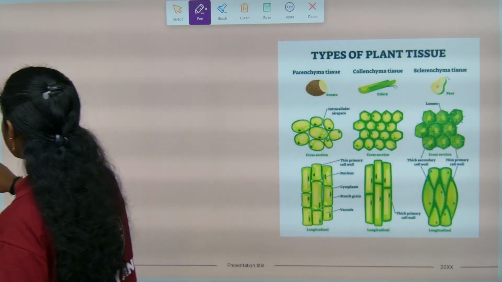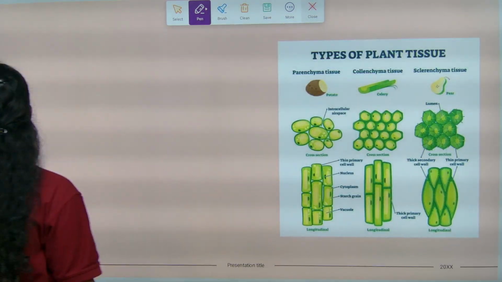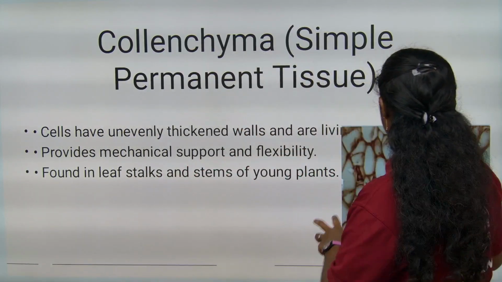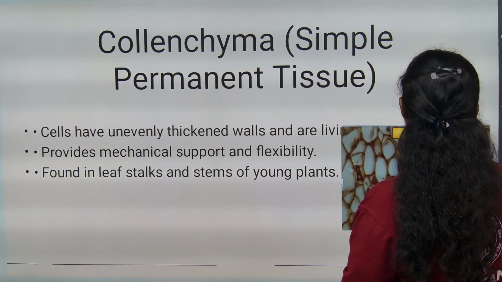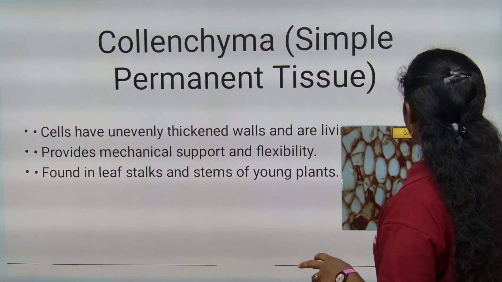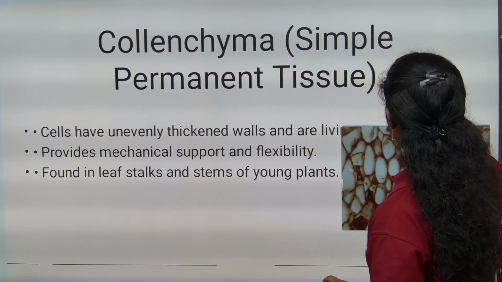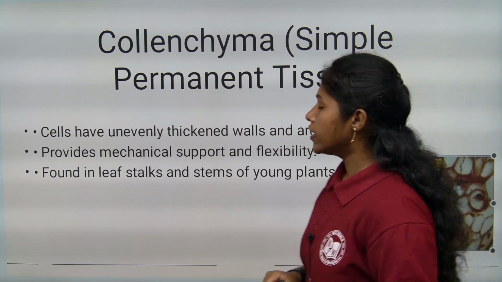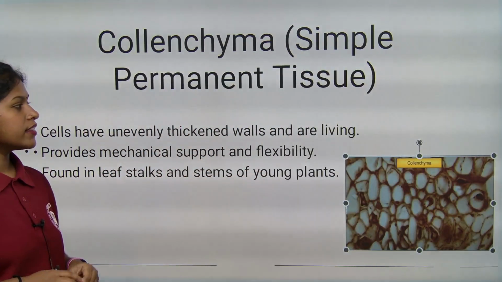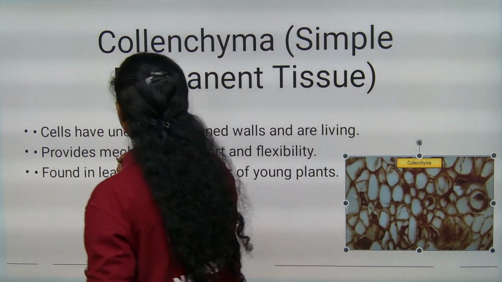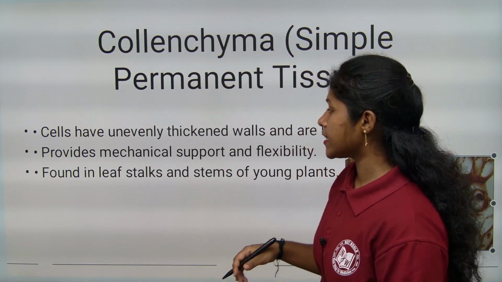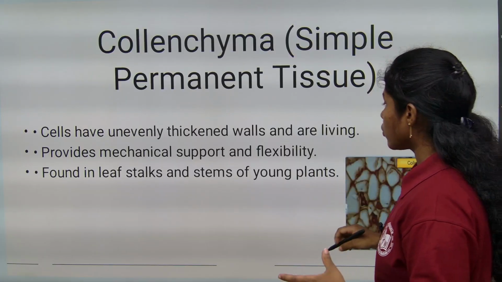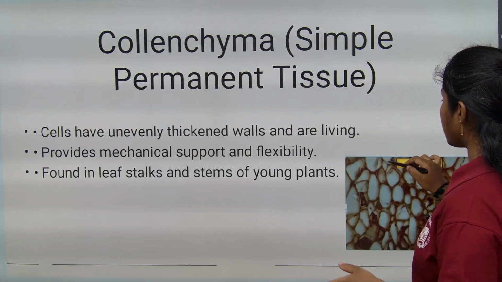Let's see the Collenchyma tissue, children. The cells have unevenly thickened walls. Do these Collenchyma cells have intercellular spaces, children? No, the walls are unevenly thickened. These are living cells. They provide mechanical support and flexibility to the plants. They are found in leaf stalks, mainly in the region of petioles, and in the stems of young plants.